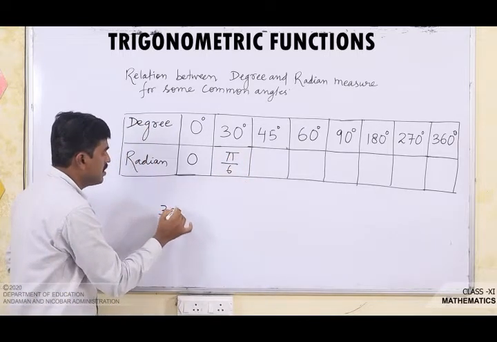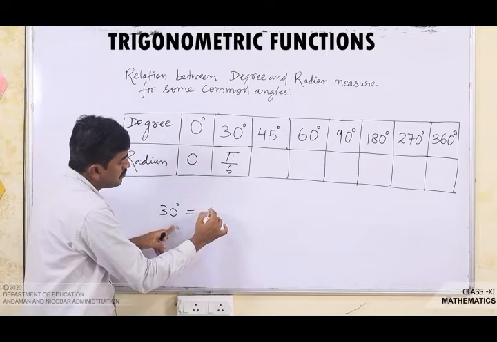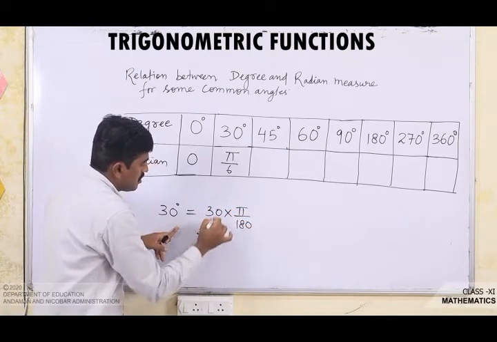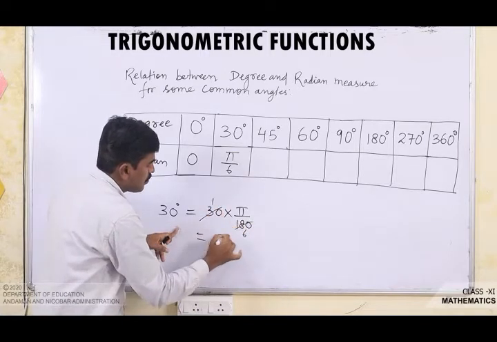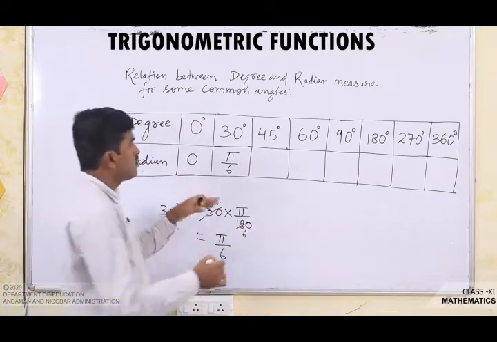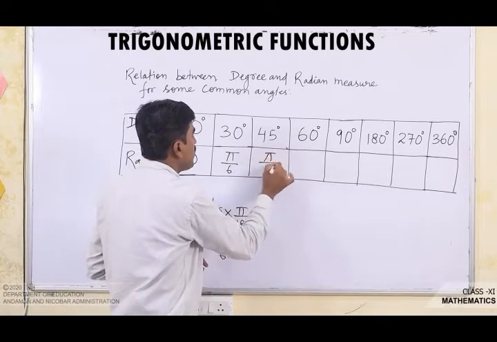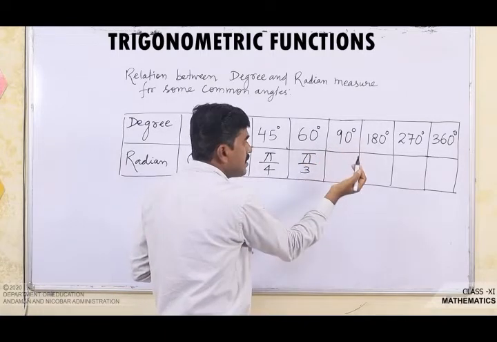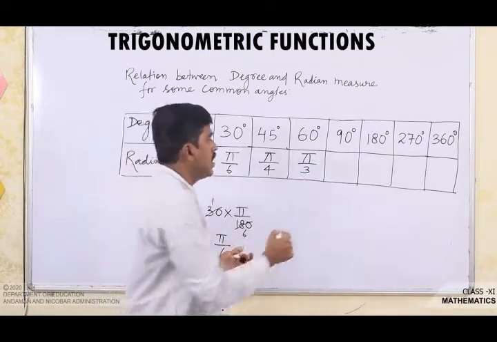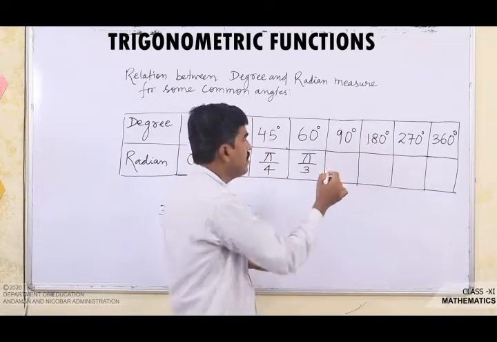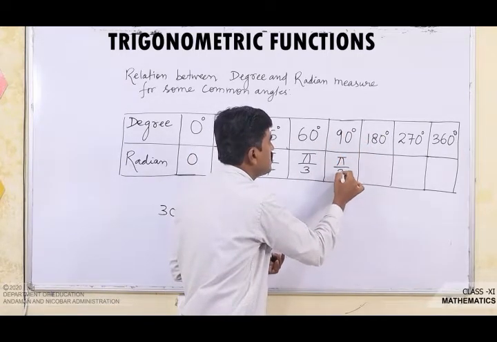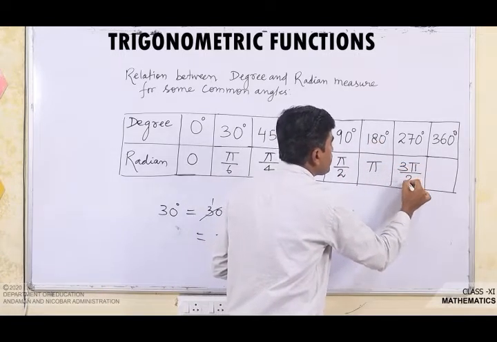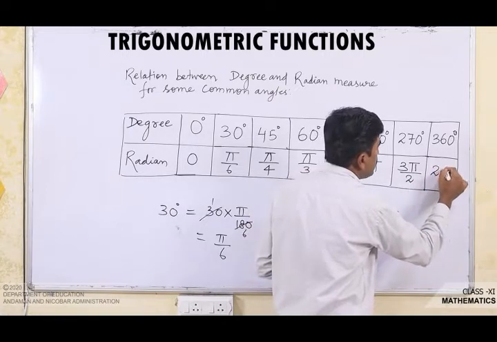We can also convert it. Already I told you how to convert. So 30 into pi by 180. Just cancel it. 3 ones are 3, 3 sixes are 18. It is pi by 6 radian. So similarly 45 degree is equal to pi by 4 and 60 degree is pi by 3. 90 degree is half of 180 degree. As we know that 180 degree is equal to pi radian, it is pi by 2, and 180 is pi, and 270 is 3 pi by 2, and 360 degree is 2 pi.